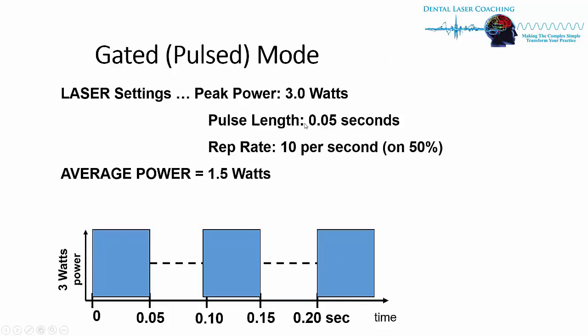Or we can gate or pulse the laser. And here what we do is the laser is on, off, on, off. And usually, especially in dental technology, most diodes and predecessor diodes and some of the more inexpensive diodes today are continuous wave, or they're on or off. And usually they're on half the time and off half the time. So in this example, our peak power is 3 watts, but since it's on half the time and off half the time, the average power is 1.5 watts, or the average power that's delivered to the tissue, as you can see there.